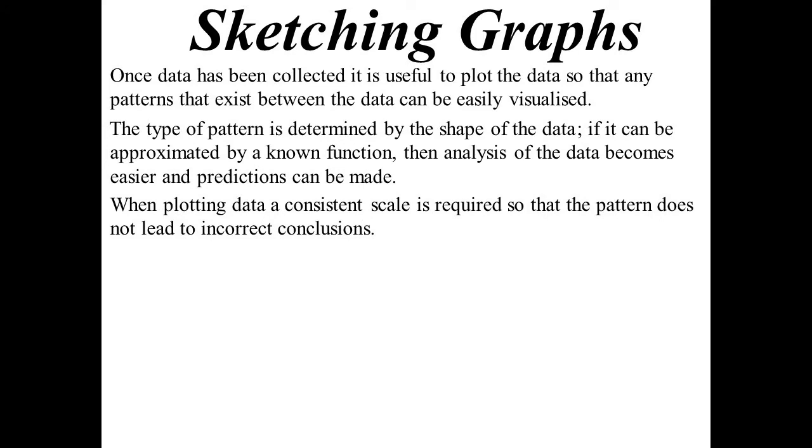Key things: the consistent scale. So you want the scale to be the same. You don't all of a sudden want to be going along the horizontal axis and at one point one unit is a centimetre apart and then the next unit is 2 centimetres and so on. That's just going to create irregularities in your graph.